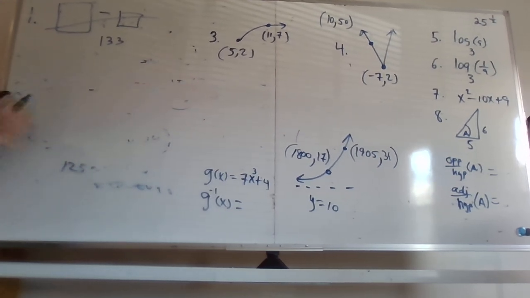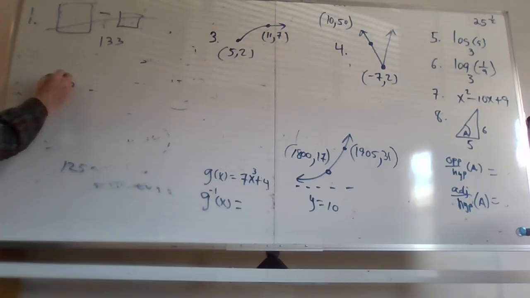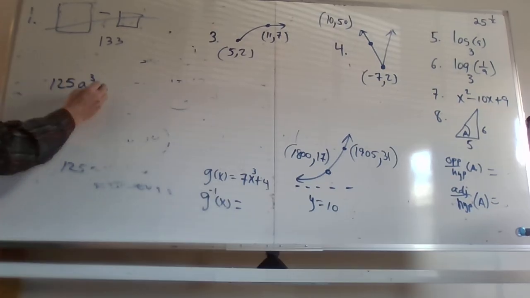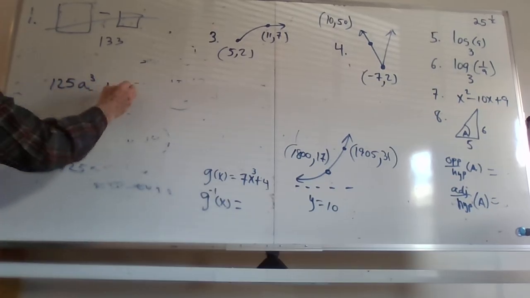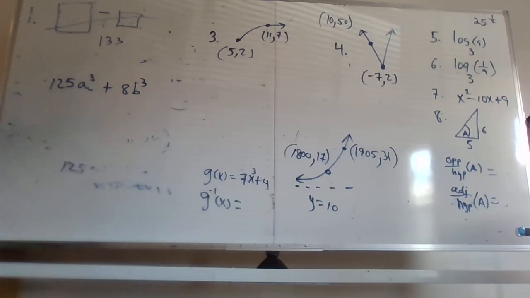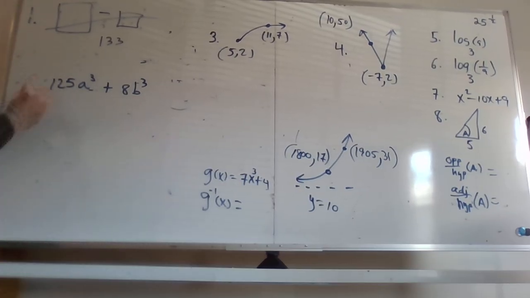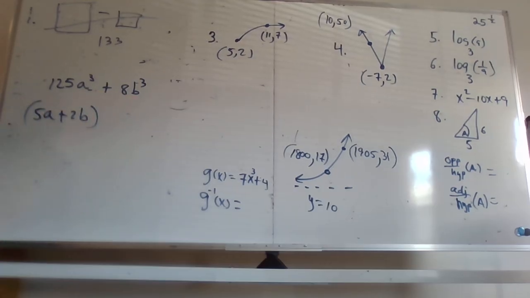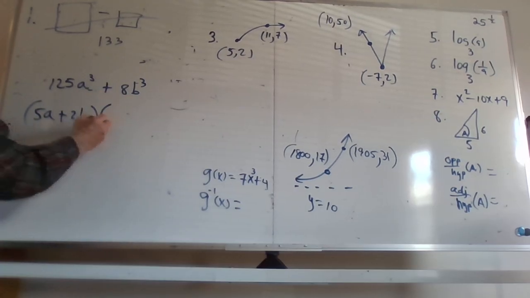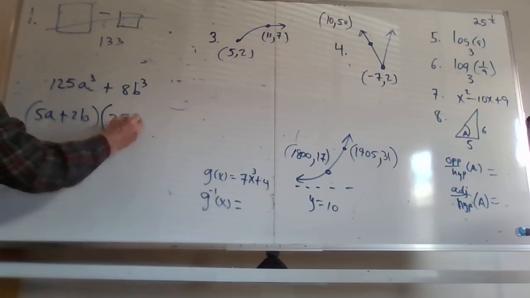I'll just do one. Let's look at 125a cubed, and let's do the addition of 8b cubed. You can pause the video, and you can always replay what I'm saying here. You don't have to learn it on the spot. But I think the cube root of that is 5a, and I think the cube root of that is 2b.